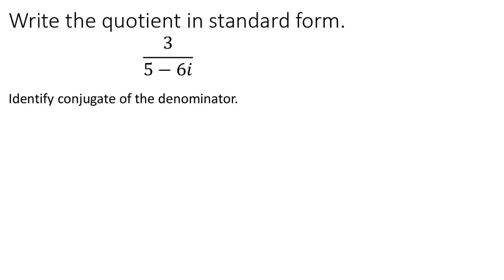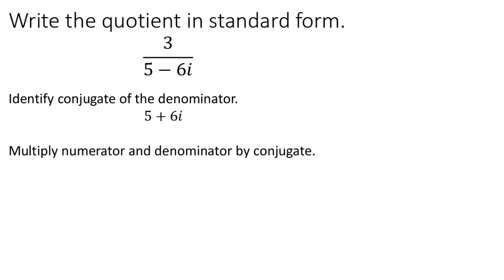So our denominator is 5 minus 6i. Its conjugate is the opposite of this, which is just 5 plus 6i. Again, we're not changing the sign of the 5, and we're not really changing the sign of the 6i. It's basically the operation that's separating both of them. In case this was a plus, then the conjugate would have been a minus. We'll do some more examples of this. So first, we identify our conjugate. Our conjugate for the denominator on this particular problem is 5 plus 6i.